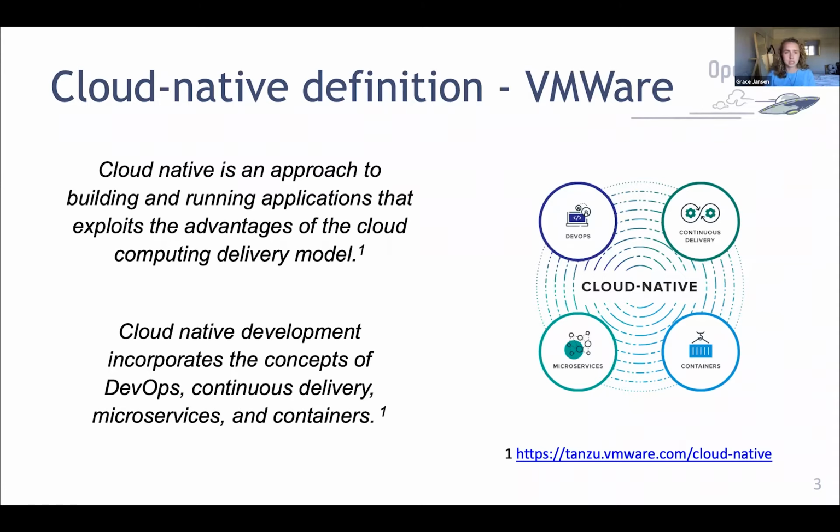So what do they say? You can see I've included the links here for each one, so you can go and take a closer look at the documentation after this session. What they say is that cloud native is an approach to building and running applications that exploit the advantages of the cloud computing delivery model. They then go on to say, and it's reflected in this diagram here on the right, that cloud native development incorporates the concepts of things like DevOps, continuous delivery, microservices, and containers.